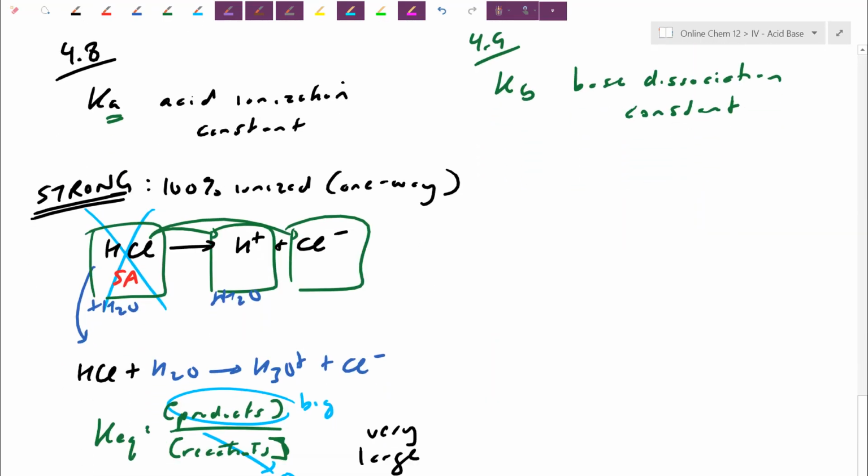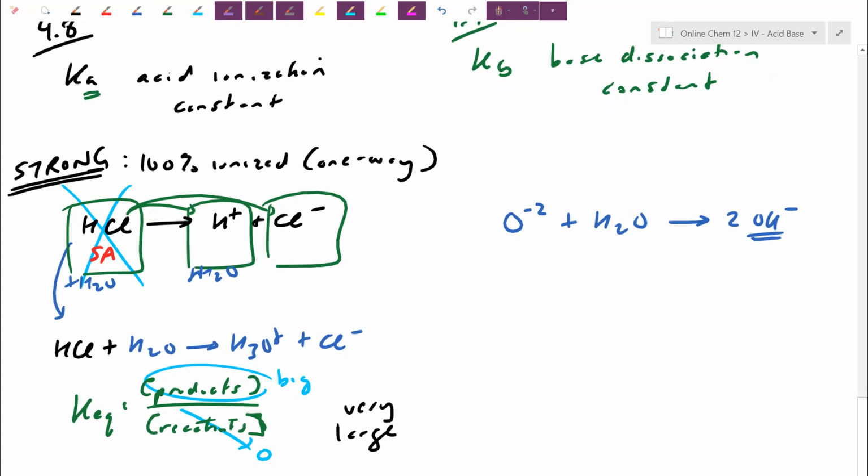Let's do a sort of parallel on the base side here. Similarly, if I have a strong base, 100% ionized, let's take the strong base here like O2 minus and water. This one here is going to form 2 hydroxide. Somehow the base was still able to form the hydroxide, even though the O2 minus didn't have a hydroxide it was holding on to. But O2 minus is a strong base. It's on the right-hand side of the table.